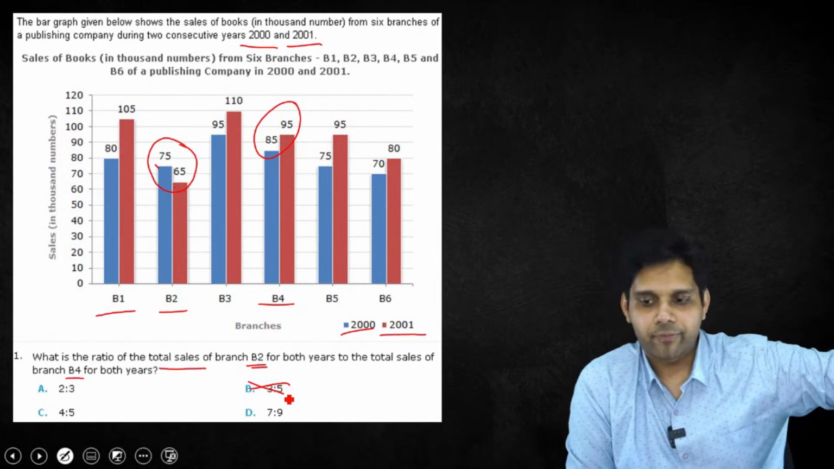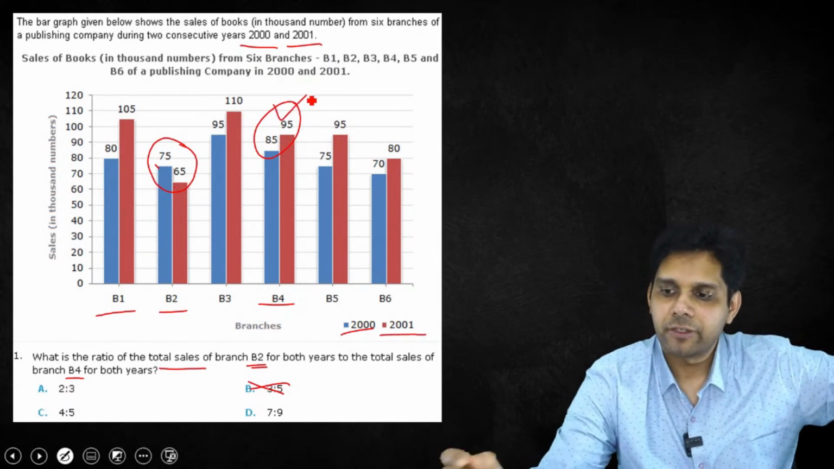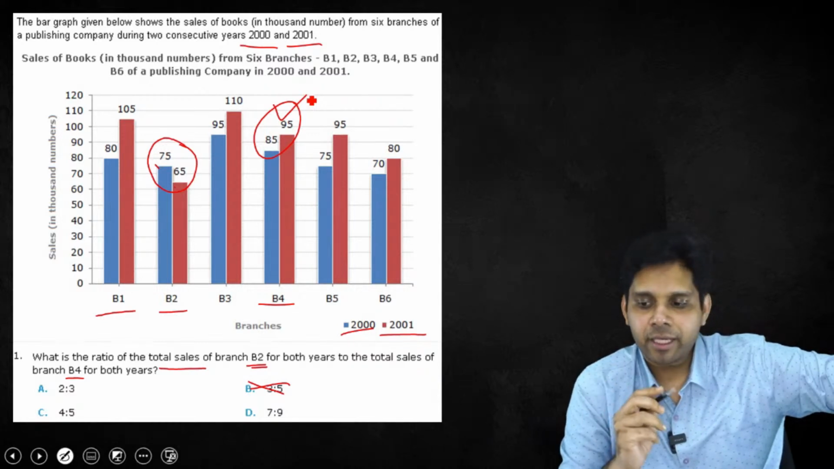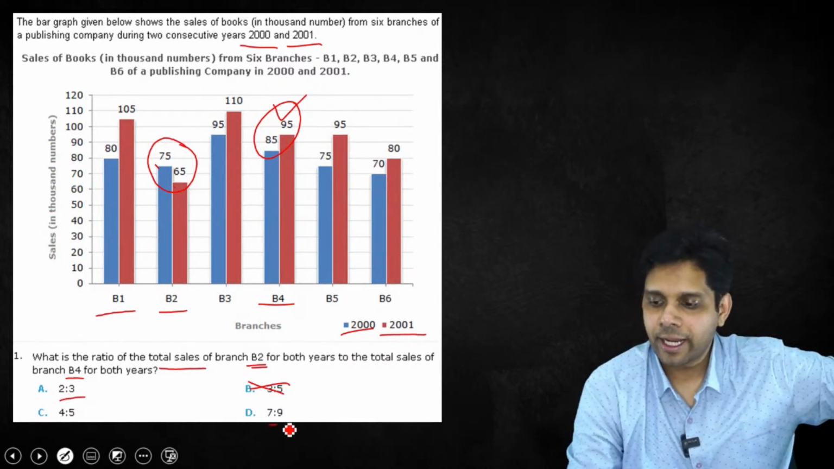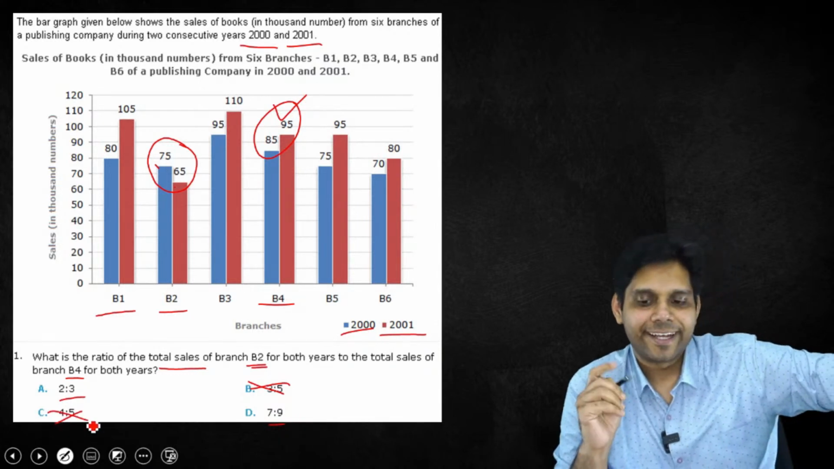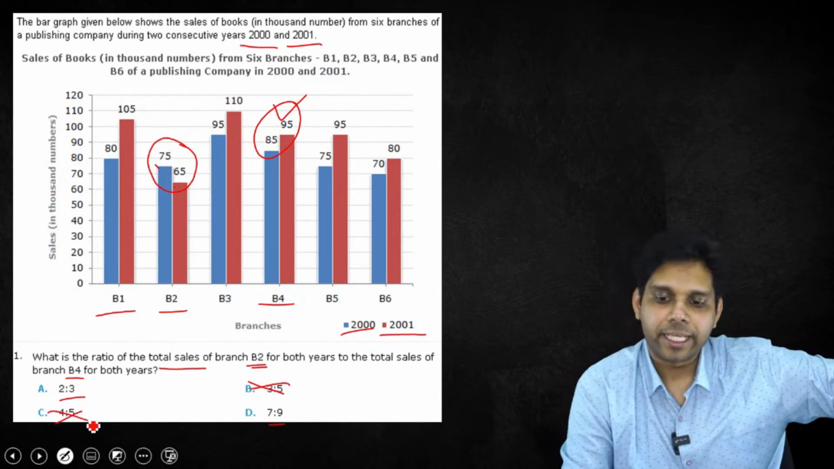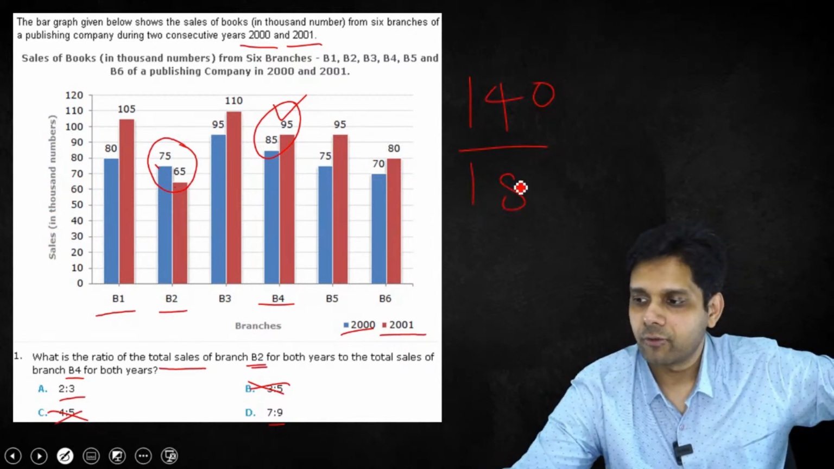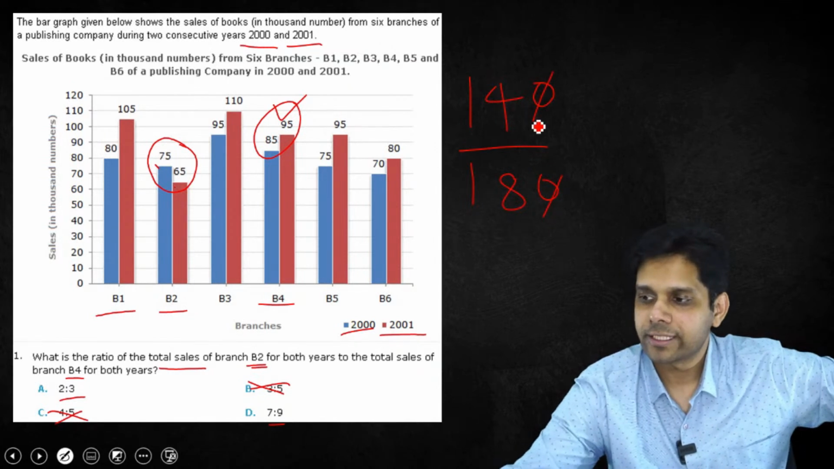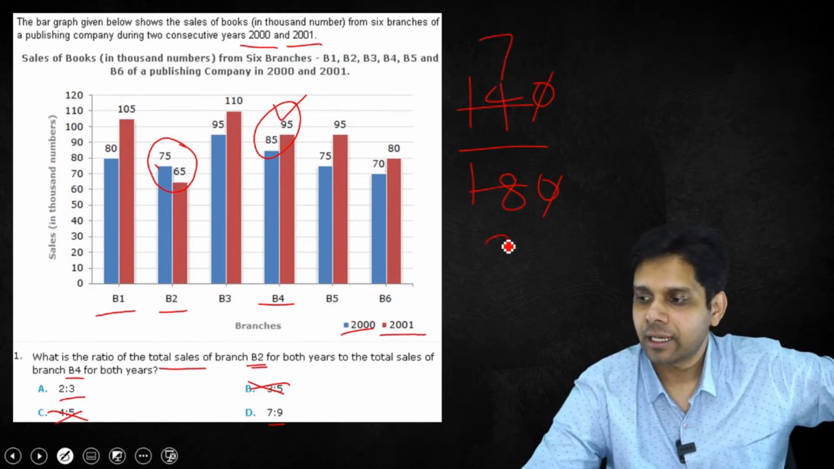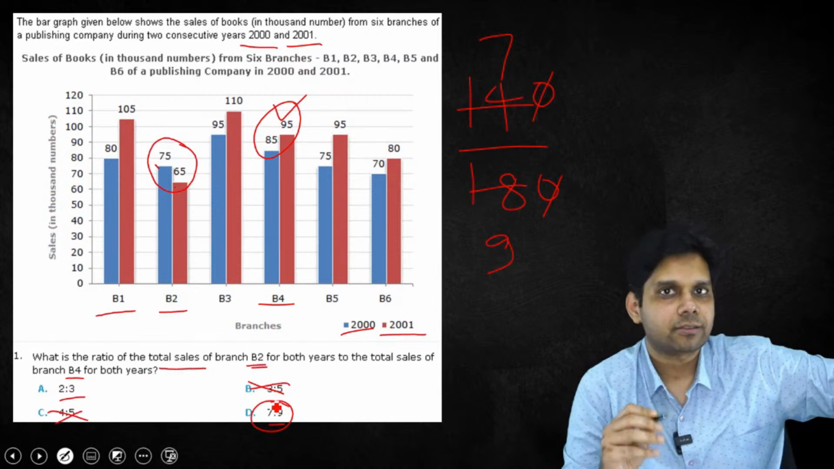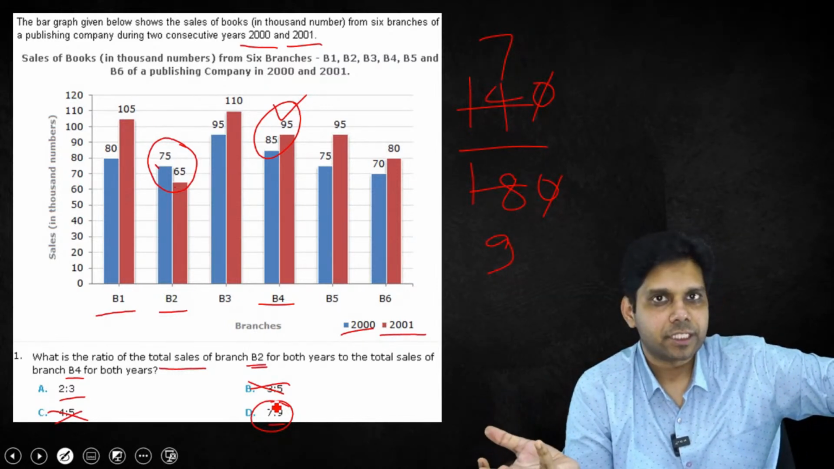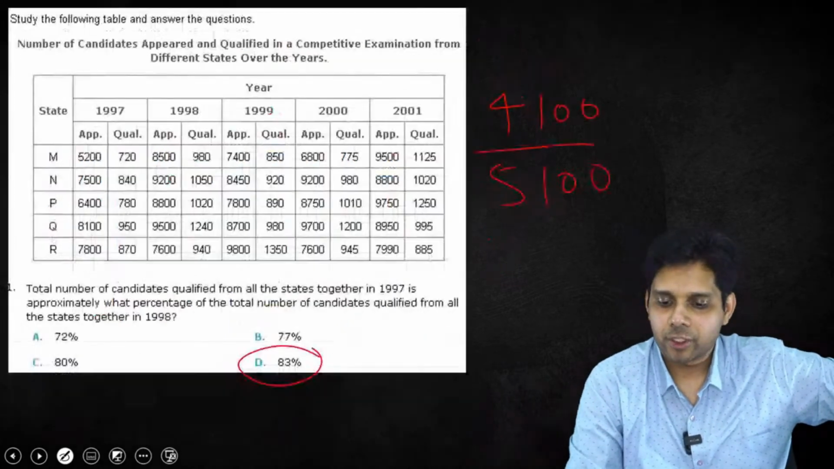Now let us look at it. What is the addition of B4? 180, right? 180 can be either 3 or 9. So basically this option is gone. Now we have two options, 140 by 180. Now you can write 140 by 180, which is nothing but, so this 0 gets cancelled. You have 7 by 9. Very simple. You can do all this maths in your mind and give me the answer, right? That is D. Easy.